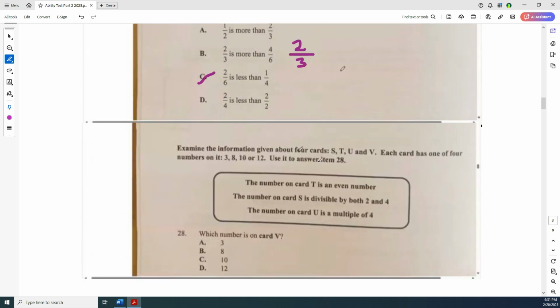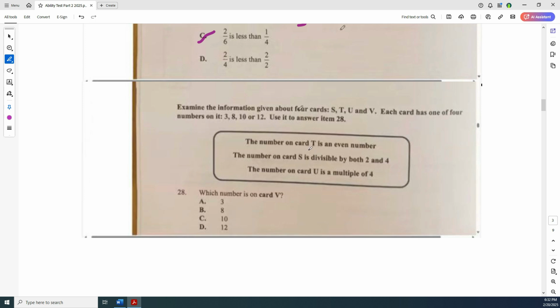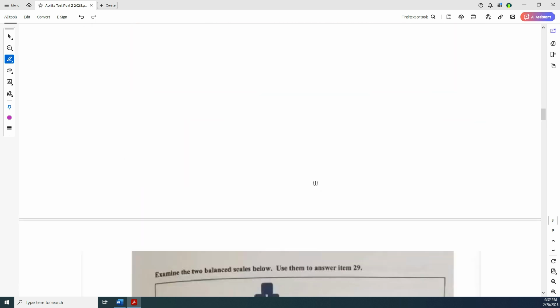Examine the information given about 4 cards, S, T, U, and V. Each card has one of 4 numbers on it, 3, 8, 10, or 12. Use it to answer item 28. The number on card T is an even number. The number on card S is divisible by 2 and 4, so that's 8. The number on card U is multiplied by 4, so that's 12. So all the even numbers are taken, so the answer here would be A, 3.